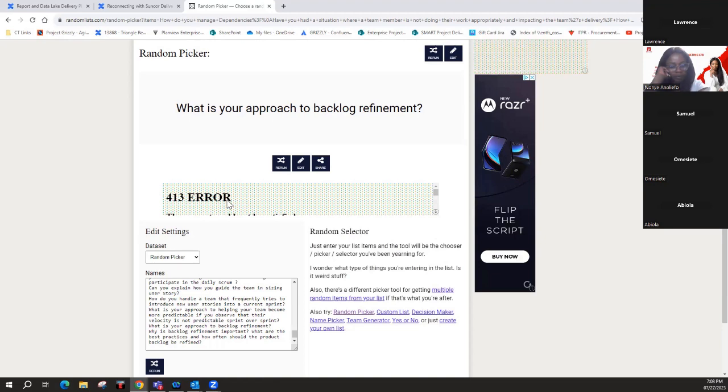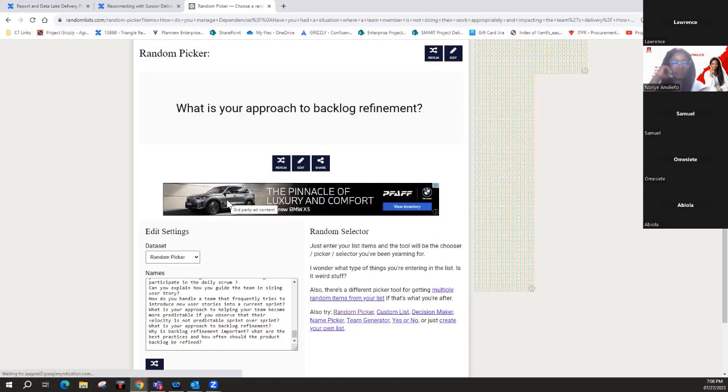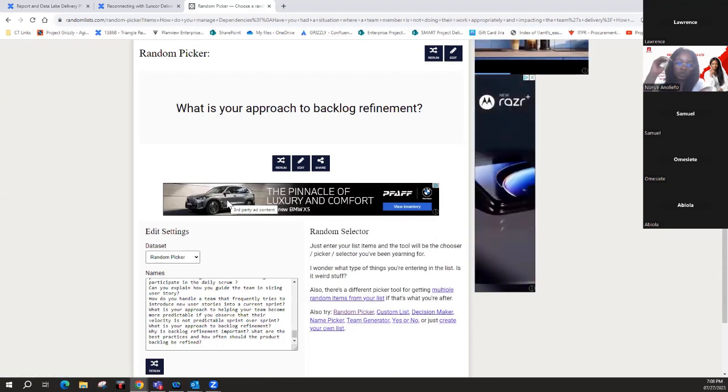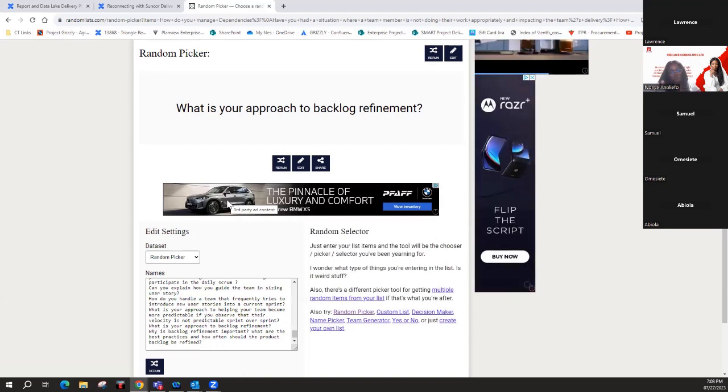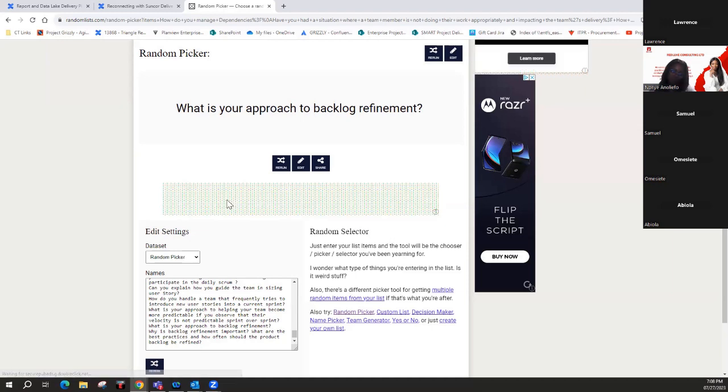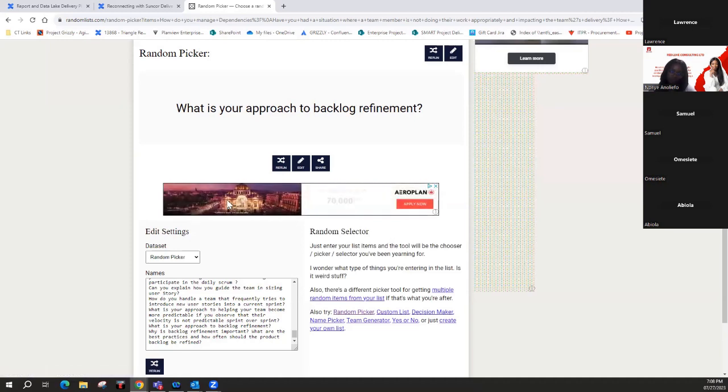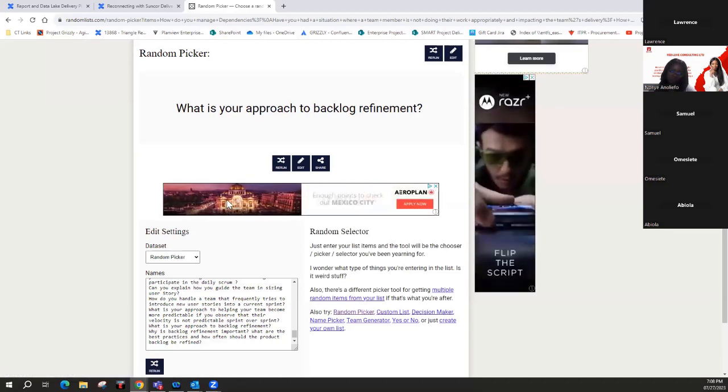So my approach to backlog refinement is working with the product owner to prioritize the user stories that are of higher priority to be at the top. We'll move it to the sprint backlog, while those with lower priorities come at the bottom. And we'll also consider the risk and complexity of each user story while prioritizing. So that's how we approach it. Okay.